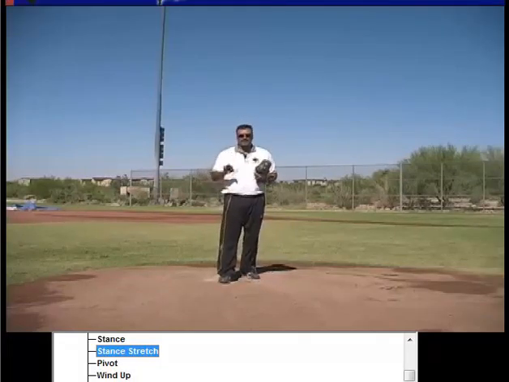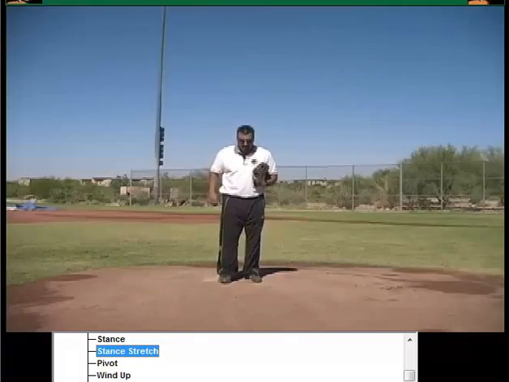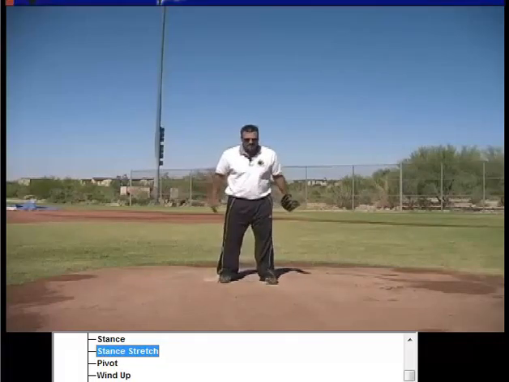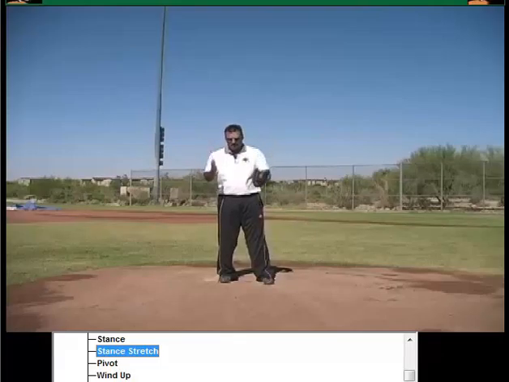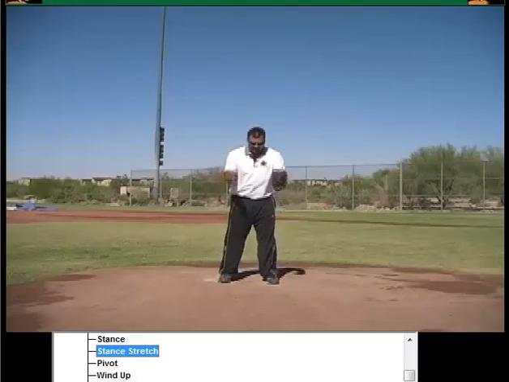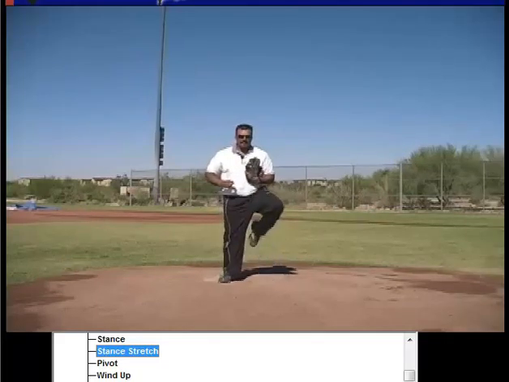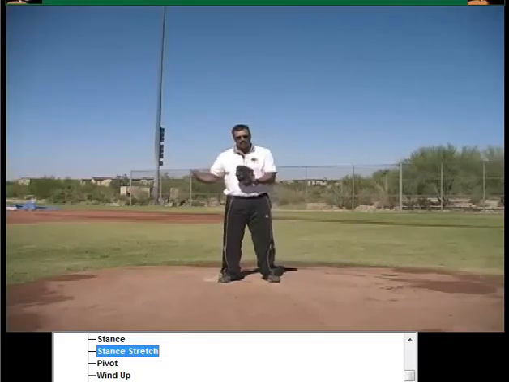Now there are a couple of aspects that I want to consider while we're in the stretch position. Number one is this. When I come set, I want to make sure that my weight is slightly on the backside, on my back leg. The reason for this is if I come set with my weight in the middle and I pick my leg up, you see how fast I move home.